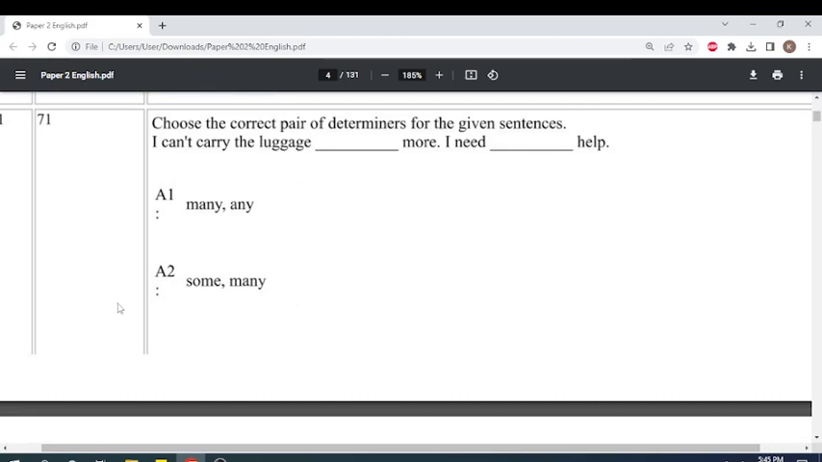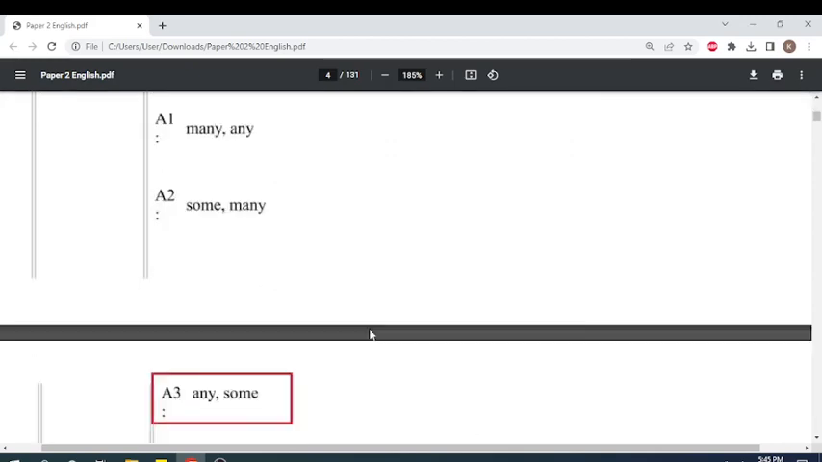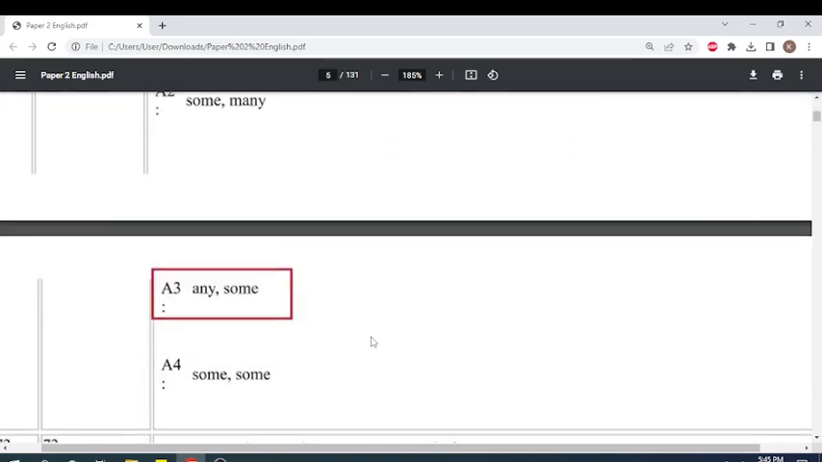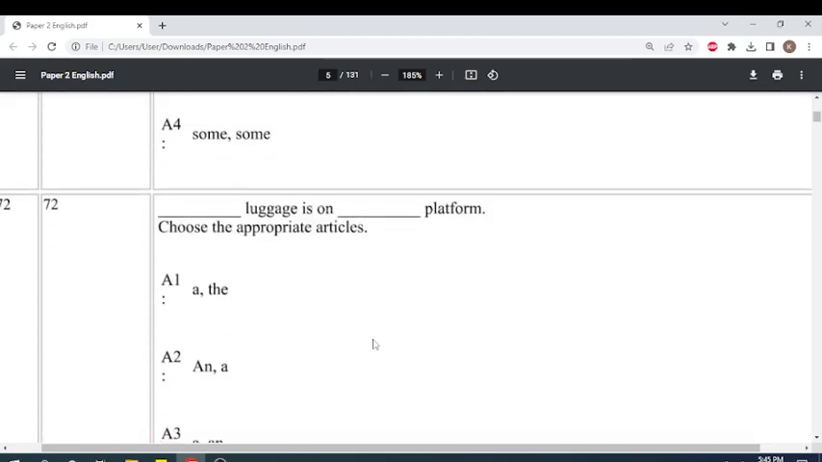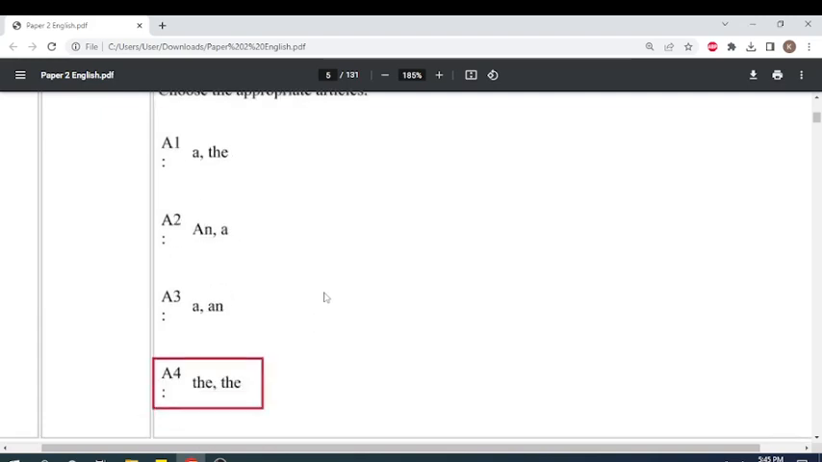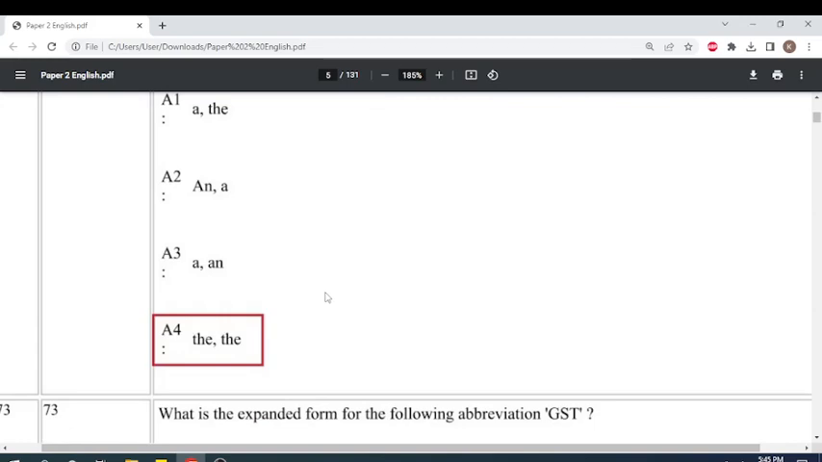71. Choose the correct pair of determiners for the given sentences. I can't carry the luggage dash more. I need dash help. Answer, A3, any, some. 72. Dash luggage is on dash platform. Choose the appropriate articles. Answer, the.